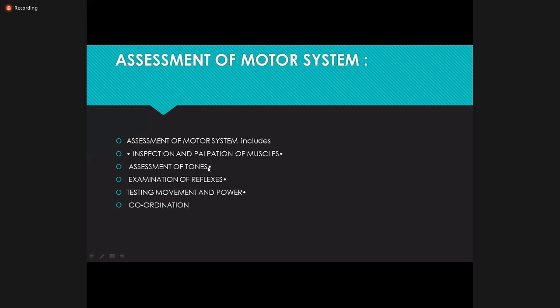Then assessment of tone. Tone is also a part of palpation, because in examination of tone, you will touch the muscles, right? Then you assess the movement and power. Then you do the reflexes and coordination. By mistake, I wrote it above the power, but reflexes, we examine after assessing the movement of muscle and assessing the power. Last one will be coordination and gait examination, right?